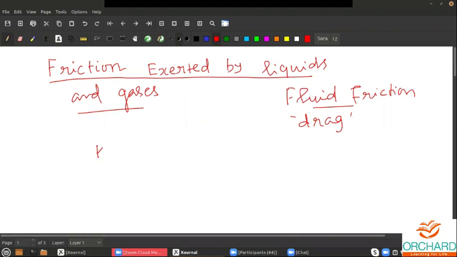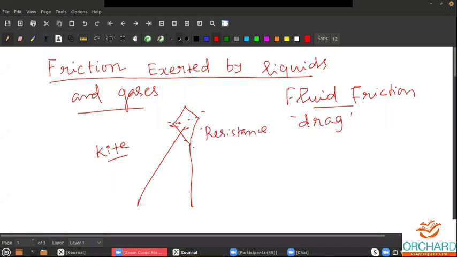Assume that you are flying a kite. Normally children play with kites, okay? So the kite is flying in the air. When you are flying a kite from the top of the floor, you can see that it is flying here and there. It is having some resistance for its movement. I say the word resistance. So this kite is having some resistance for its flow in the air. That resistance is called friction.